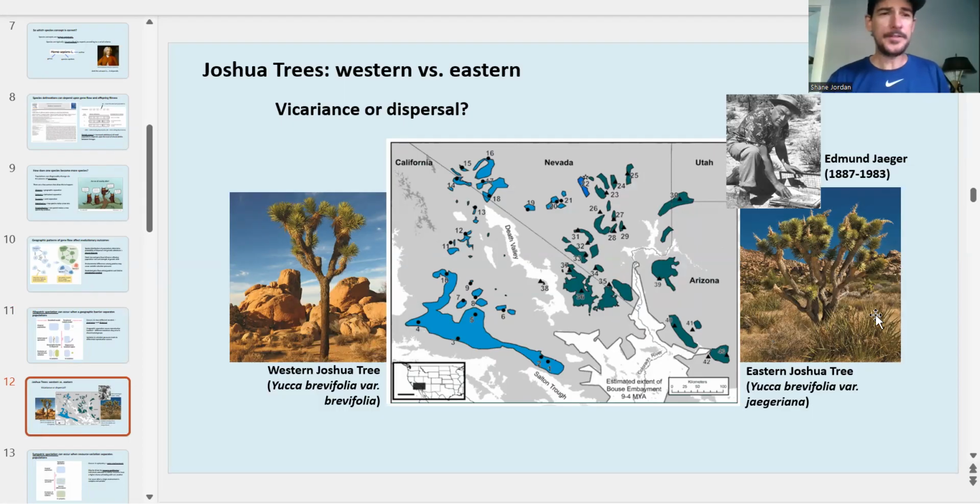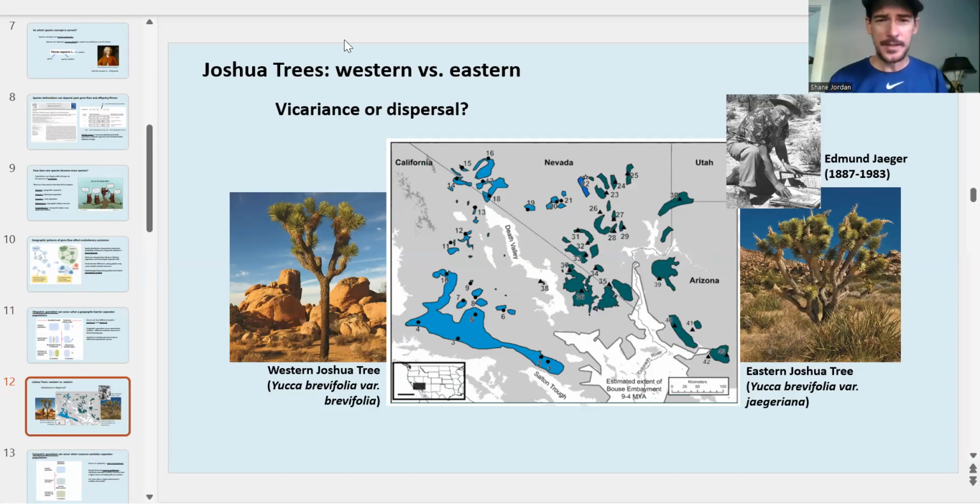Also, these two species of Joshua tree have two completely different obligate pollinating moths, and they depend upon these moths for pollination. There's one species of moth that pollinates the Western Joshua tree, and a completely different species of moth that pollinates the Eastern Joshua tree. So this is something else that's driving some important distinctions between these species.